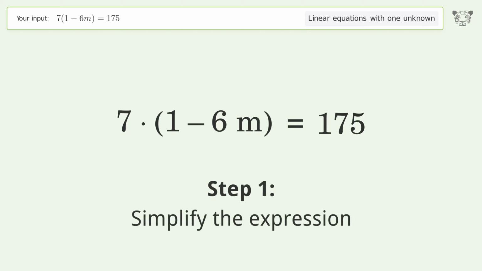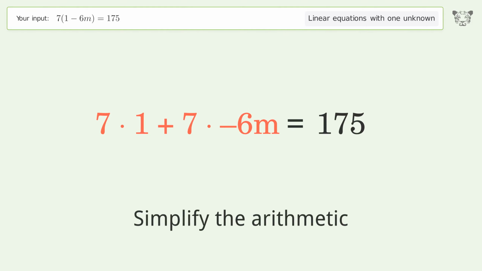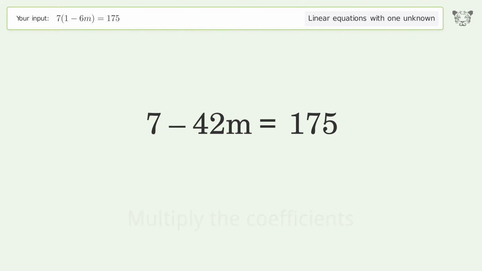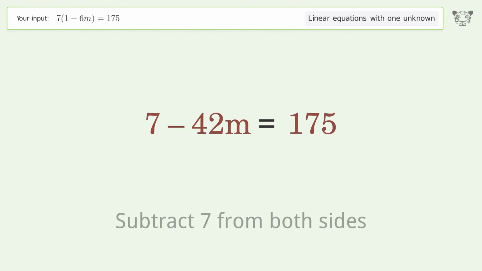Simplify the expression. Expand the parentheses. Simplify the arithmetic. Multiply the coefficients. Group all constants on the right side of the equation. Subtract 7 from both sides.